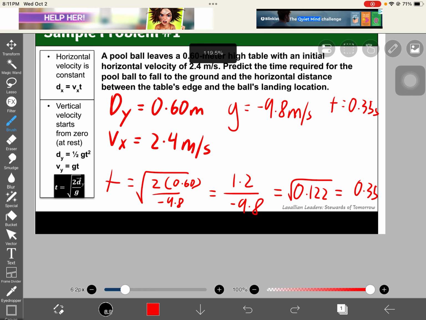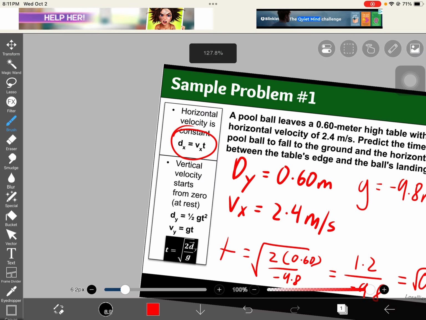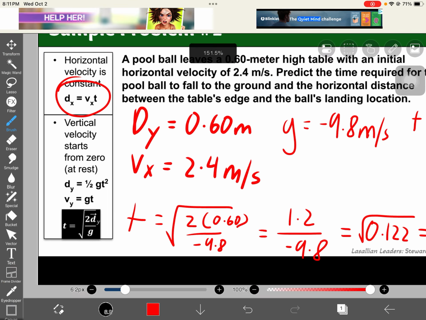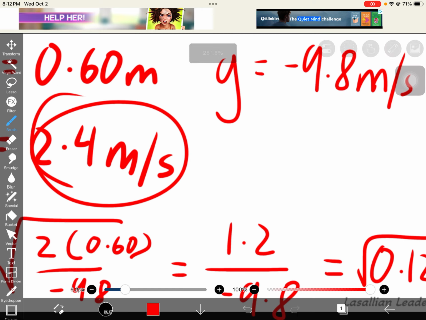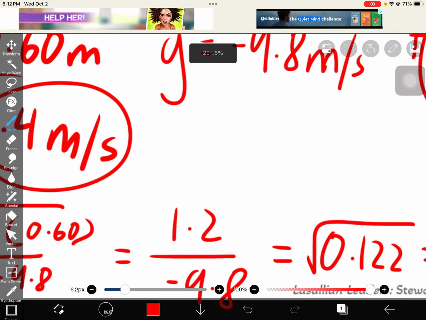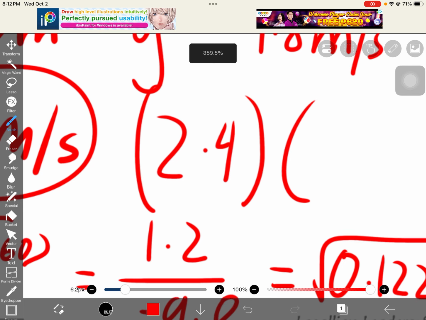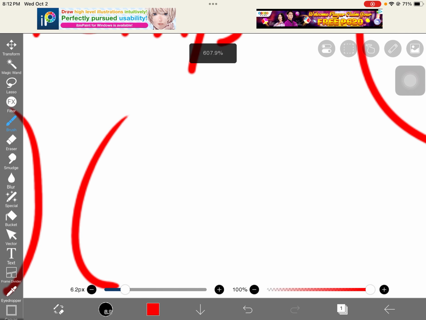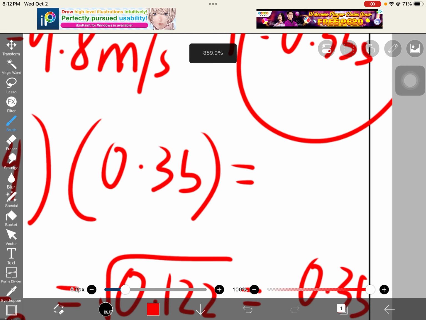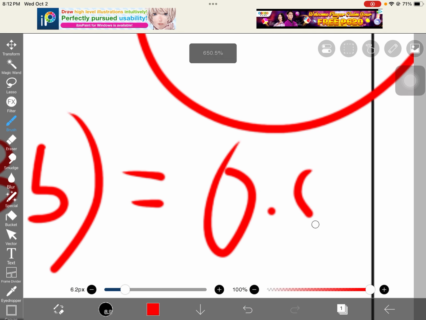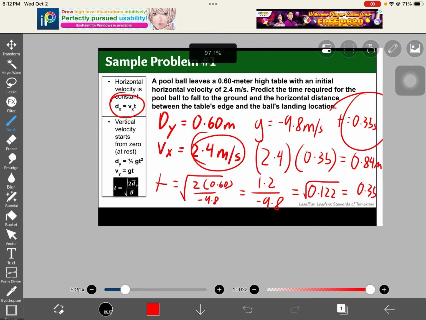Okay, so we got our time, and now we just have to find the x. It's simple multiplication. We multiply the velocity x with the time, which is 2.4 times 0.35, and that gives us 0.84 meters.